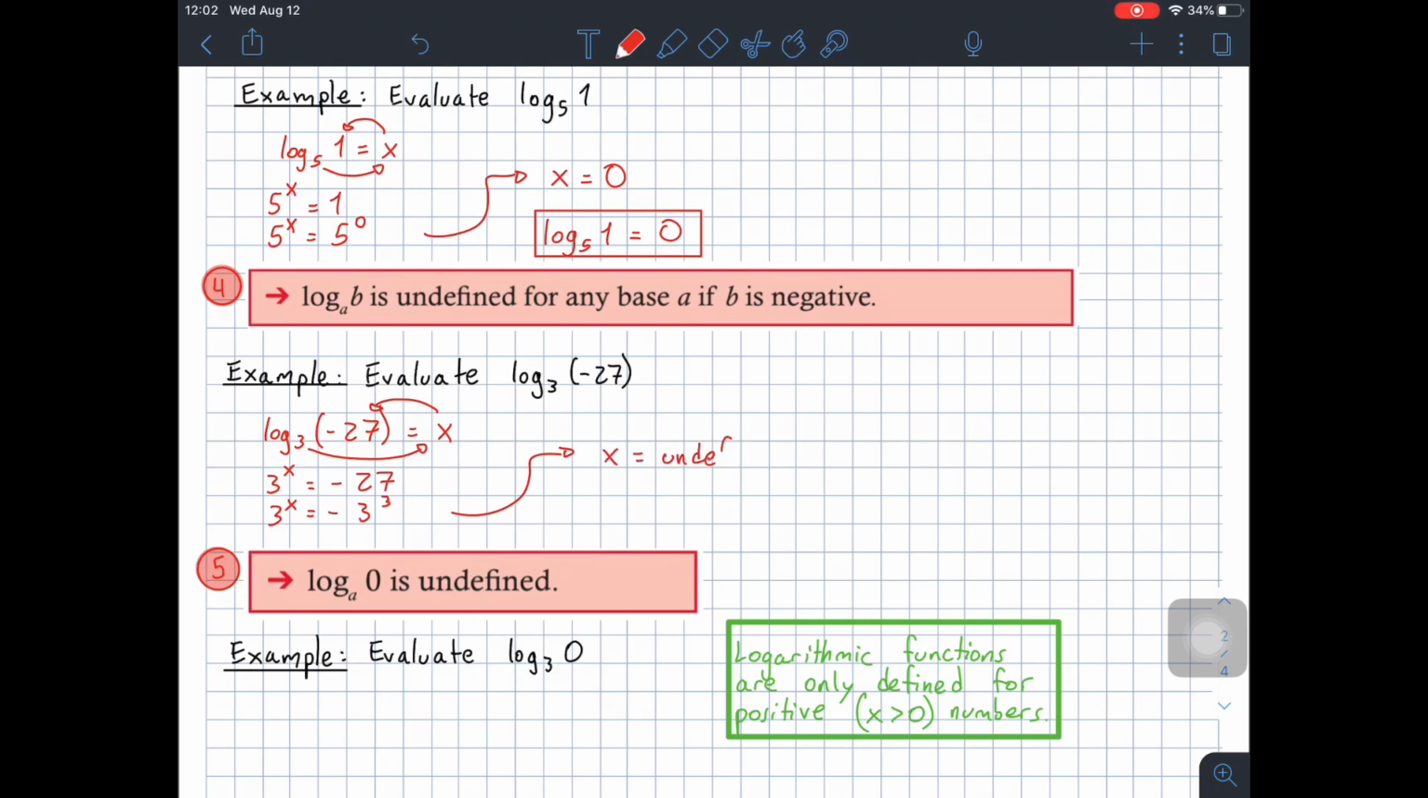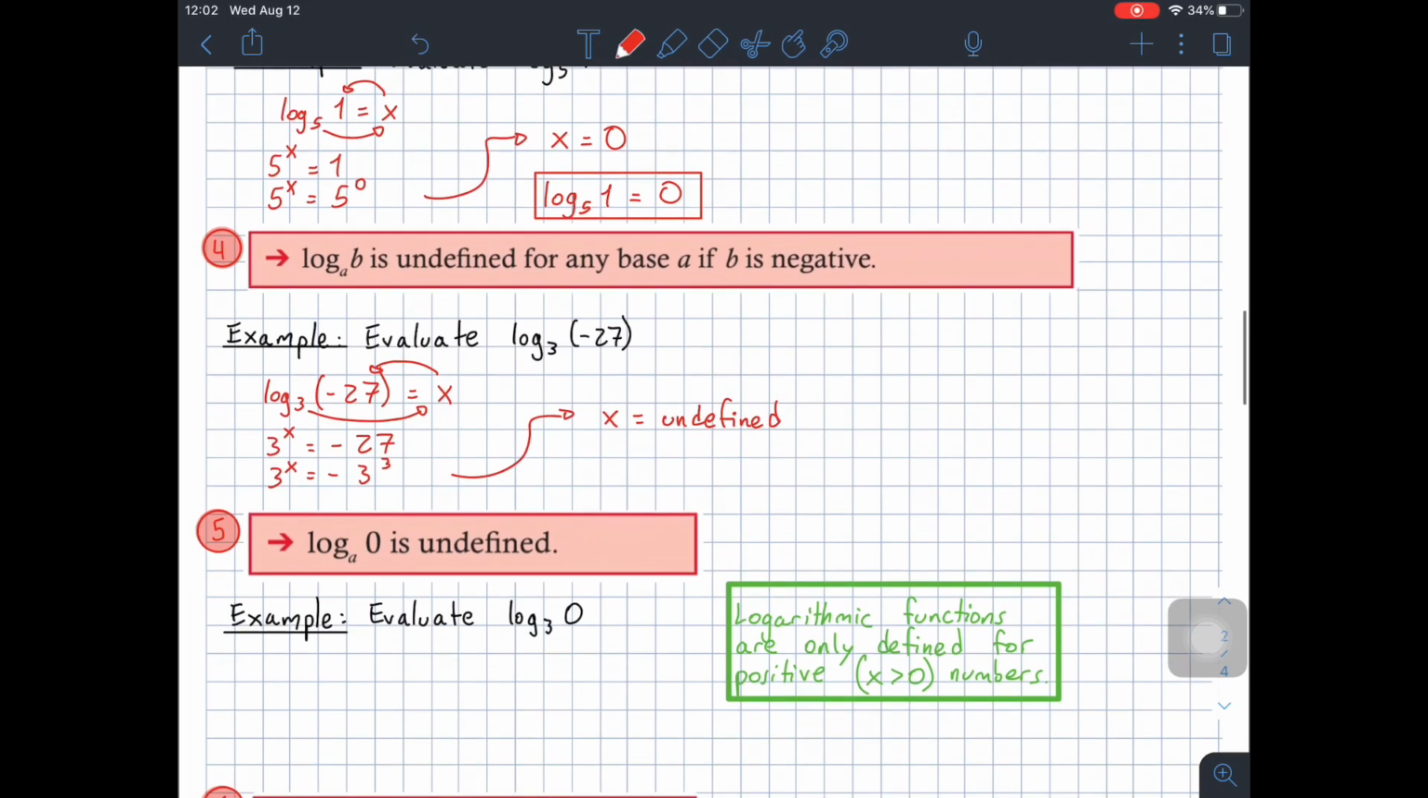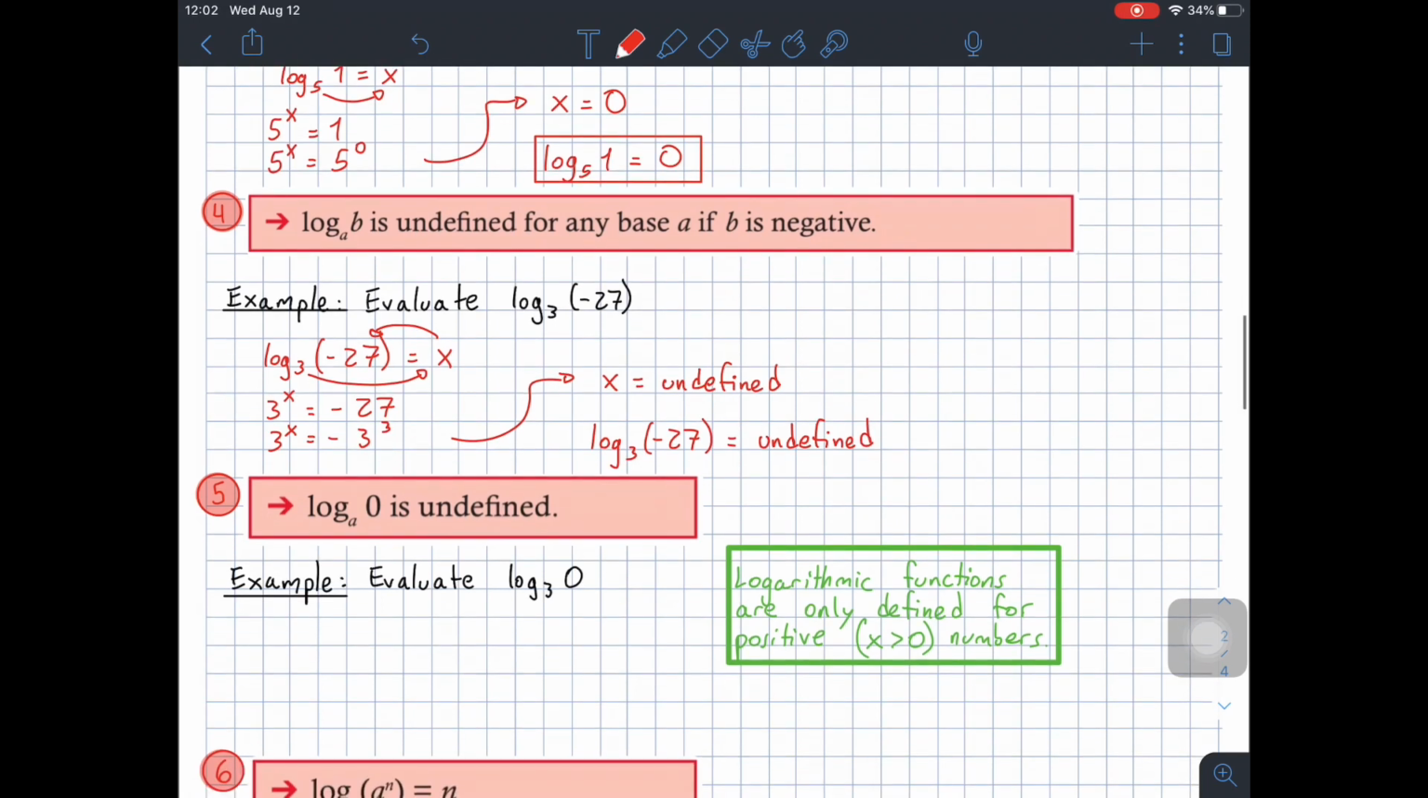There's no value of x that would make this change its sign, right? There's no exponent that will make that change sign. So I cannot make this an equation. So I conclude that log base 3 of negative 27 is undefined.